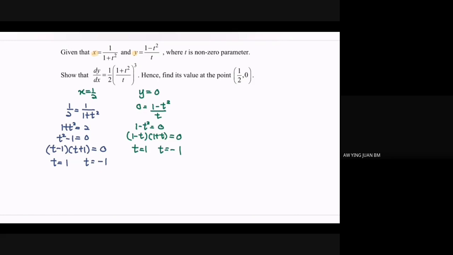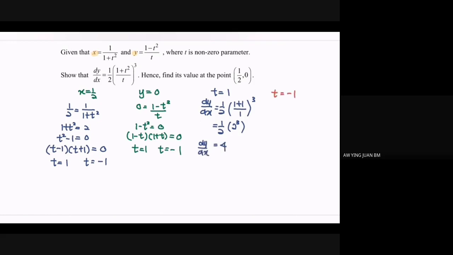So now it's time to substitute the value of t into the first derivative. So when t is equal to 1, dy/dx will be equal to 1 over 2 bracket (1 plus 1) over 1 to the power of 3. So in here, we will have 1 over 2 bracket 2 to the power of 3, where we have 8. 8 divided by 2, we will have the value of dy/dx equal to 4.